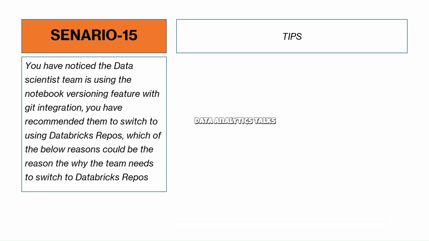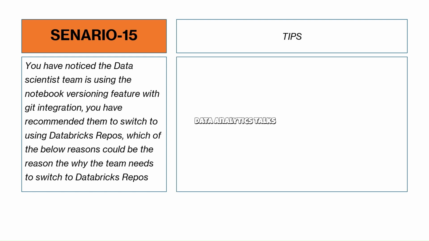Then scenario 15: you have noticed the data scientist team is using the notebook versioning feature with the Git integration. You have recommended to switch to using Databricks repos. Which of the below could be the reason the team needs to switch to Databricks repos? Very good answer. So if you are using a notebook version and you want to switch to Databricks repos, what is the additional benefit you are going to get?